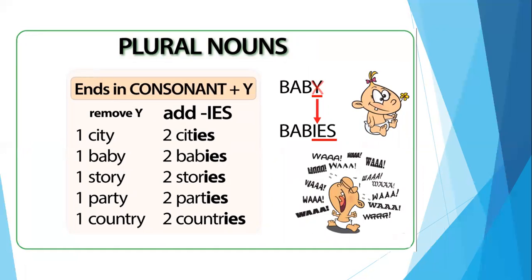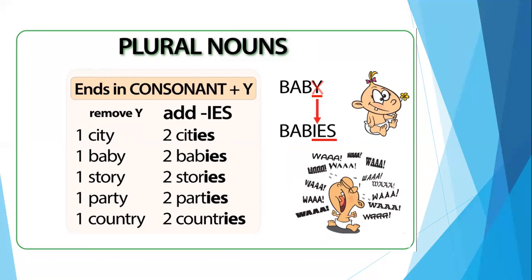Right. When a noun ends in consonant plus Y, we remove the letter Y and add IES. I think you have learned what consonants are in the previous slide. Okay. So look at the word baby. B-A-B-Y, the last letter is Y. Before the letter Y is B. It is a consonant. So we remove the Y and add I-E-S to make it plural. Baby, babies.